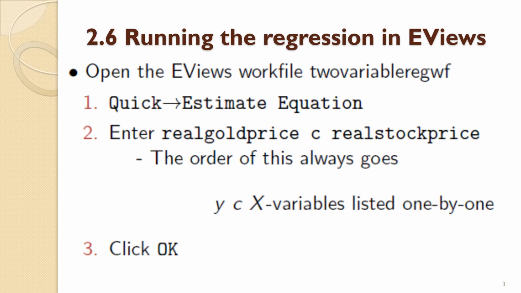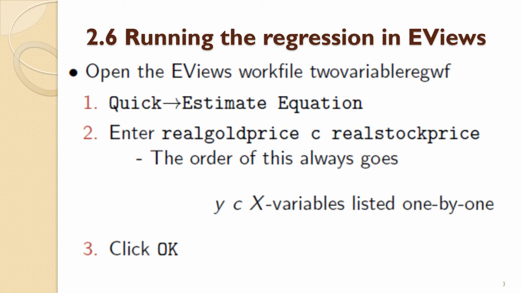So in EViews, it's perhaps a little bit more intuitive. What you would do from the module page on Canvas is open this file, and what you need to do is quick equation, and then you want real gold price, C for constant, real stock price, and the order of this is almost musical. Y is C for constant, and the X variables listed one by one. If you've got more than one X variable, you have a space between each of the X variables, and then click OK.